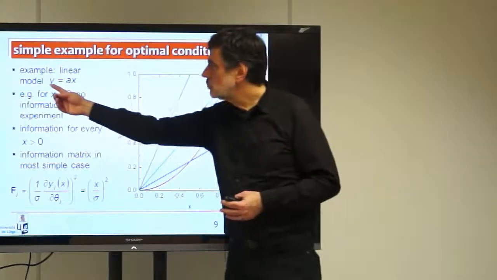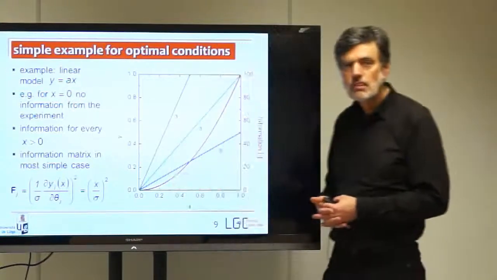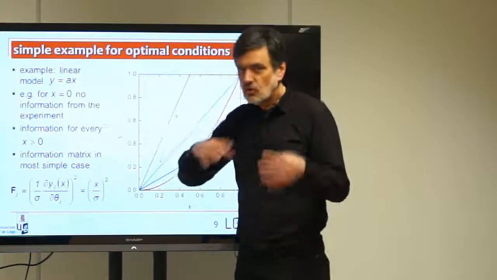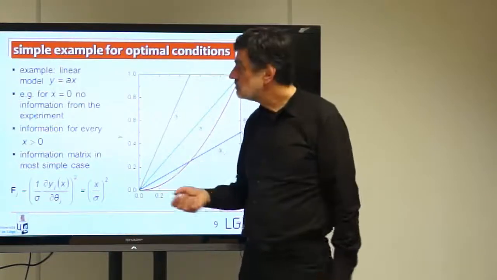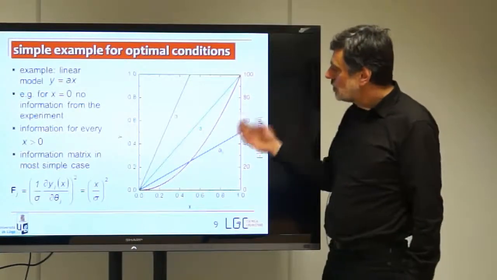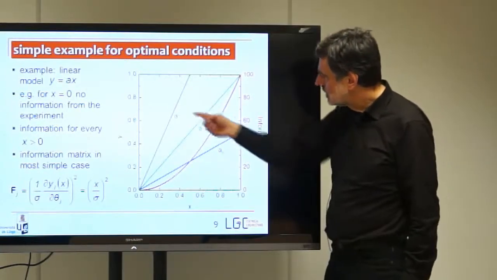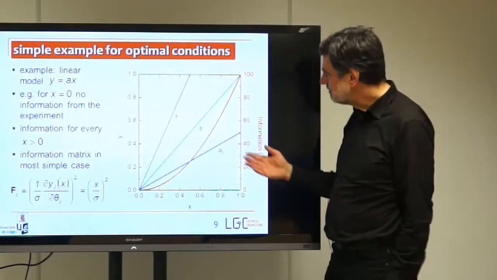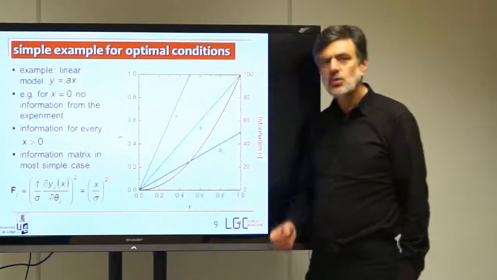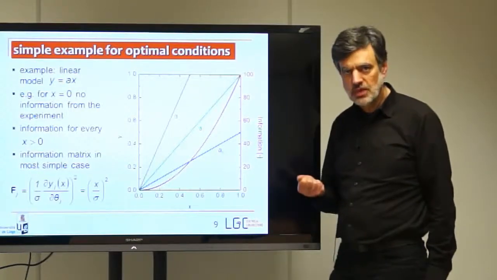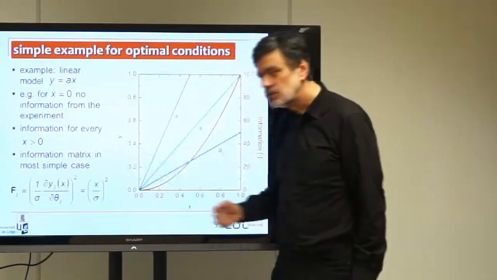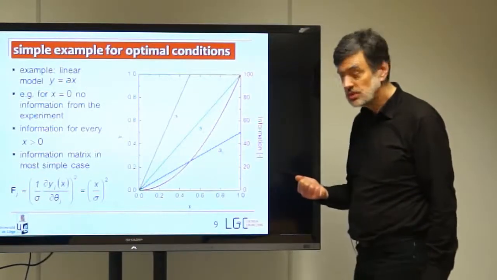The model is y equals a times x. X is the experimental condition, A is some coefficient, some parameter, a theta, so to speak, and the Y is the experimental outcome. And if you plot this curve for a variety of options, A1, A2, A3 as parameter, you see that possibly performing your experiment at x equals 0 will not generate too much information. Because if this is the correct model, you don't get any information if you perform your experiment at x equals 0.